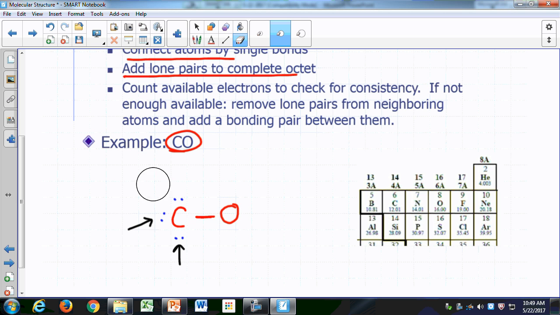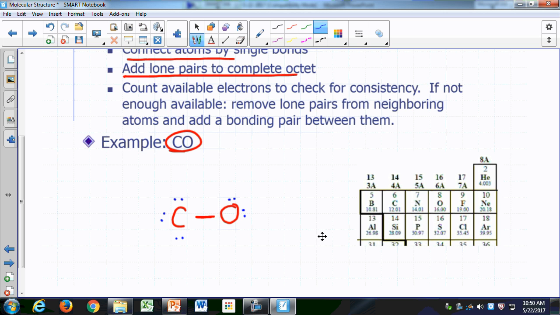Okay? And we do the same thing for the oxygen. It already has a bonding pair, so it needs 3 more pairs. So I need 3 lone pairs to add to the oxygen. 1, 2, 3. Okay, so both carbon and oxygen have an octet.